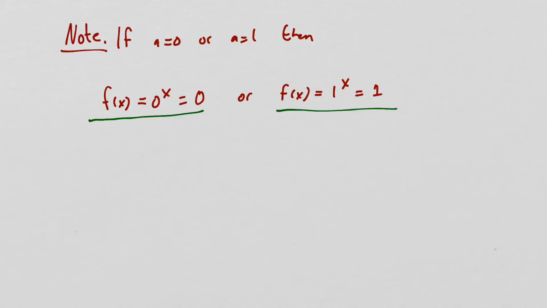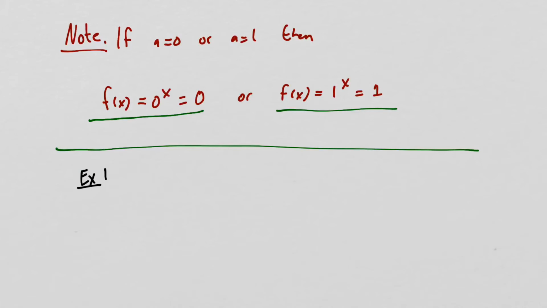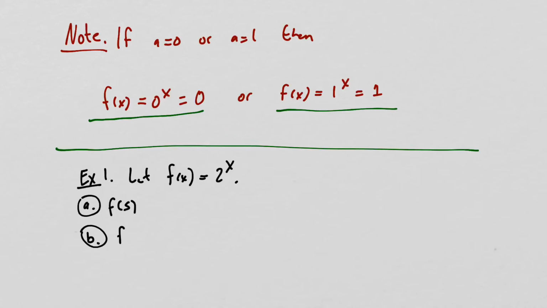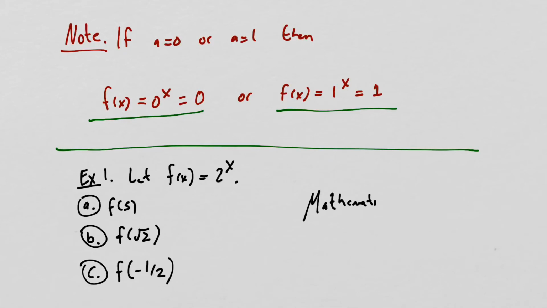All right, so let's go ahead and evaluate the following. Let f of x be defined to be 2 raised to the x. What we want to do is find f evaluated at 5. In part B, we'll find f evaluated at the square root of 2. And in part C, we'll find f evaluated at -1/2. In this example, we're going to be using Mathematica. I have a separate video where I go over this problem in Mathematica, but let me show you what we computed using Mathematica.